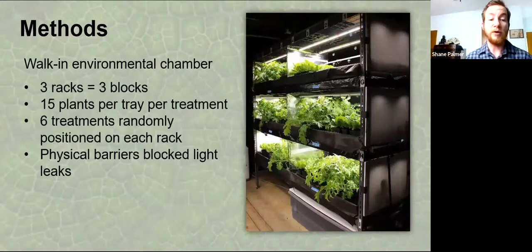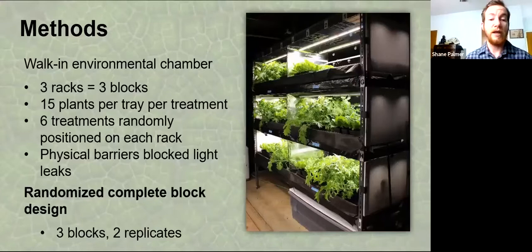And we used physical barriers to block light leaks. And this was a randomized complete block design. Like I mentioned, there are 3 blocks, and it was replicated twice in time, once right after the other.